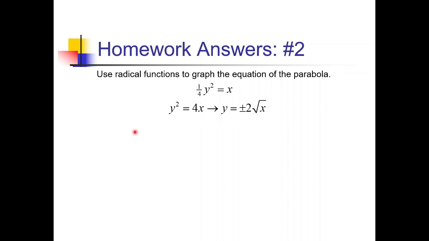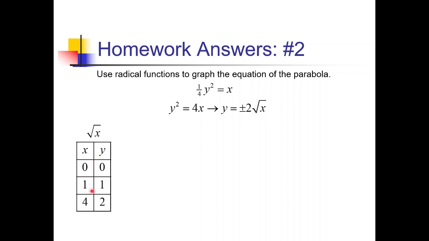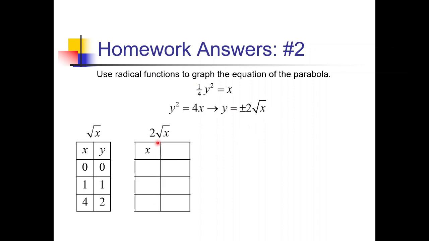So let me write out my parent function for radical x. That's going to be 0, 0, 1, 1, and 4, 2, or at least the parent table here. And then if I have 2 radical x, well, that doesn't do anything to the x's the way I've done this here. But with the y's, since this 2 is outside, we're going to be doing 2 times the y values. So all my x's are staying the same, 0, 1, and 4. And my y's are all getting doubled. So 0 is still 0. Then we have 2 and 4.